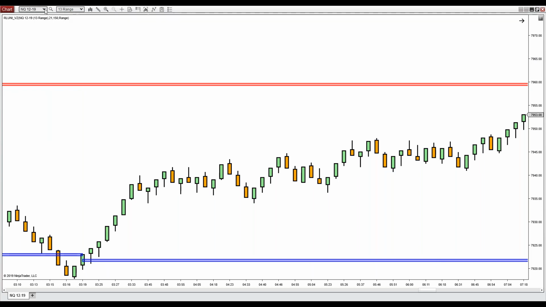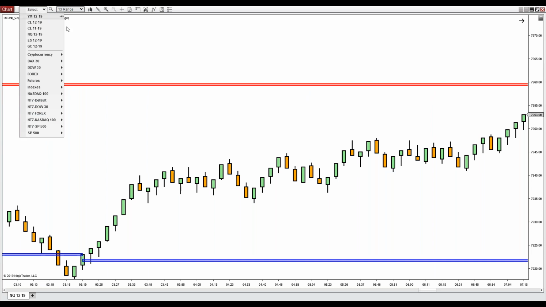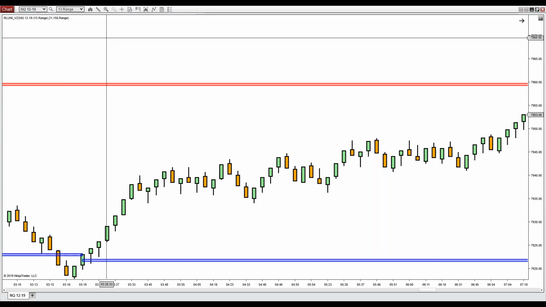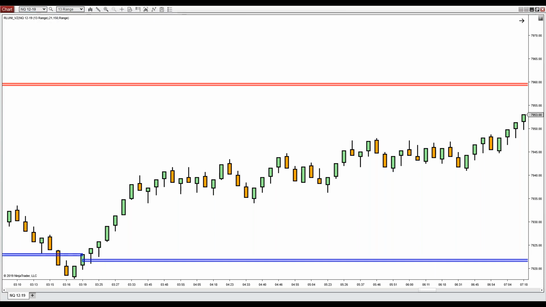And I can show you one more instrument. If you want, I'll show you a stock. Why don't I just add my stock data feed real quickly. I'll just pick a stock at random. And if you want to see any stocks, I'll be happy to show them to you. Let me just add my Kinetick data feed.